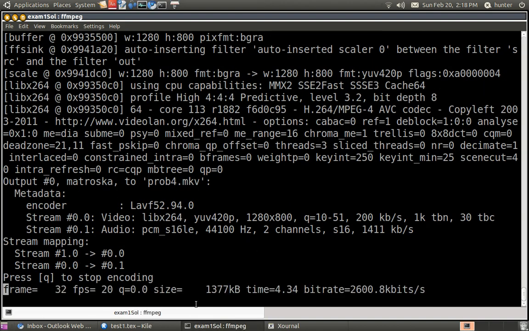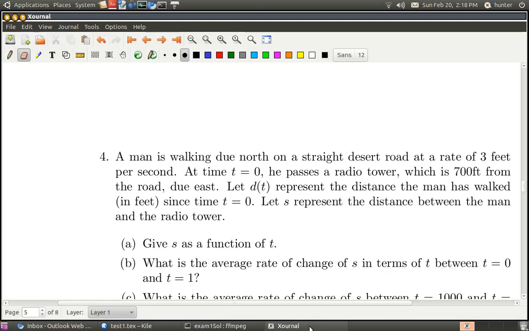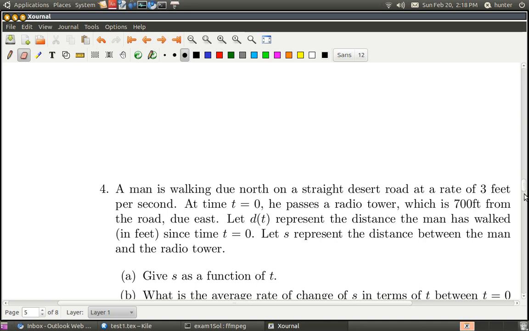Now let's do number 4. So number 4 is a problem just like that airplane question that I did in class, alright? A man is walking due north on a straight road. I put it in the desert to emphasize its straightness, but it's just a straight road that goes in a single direction. And then what happens to him?